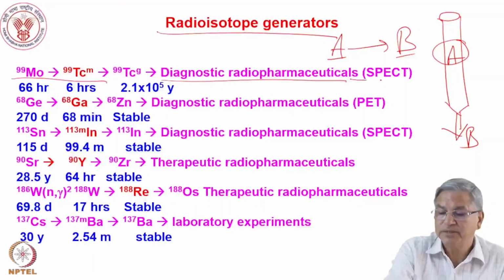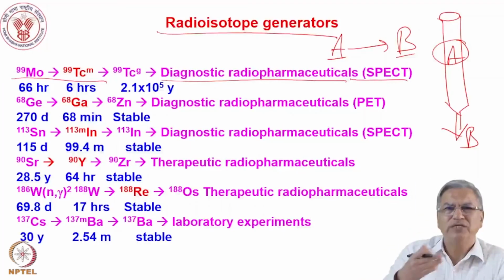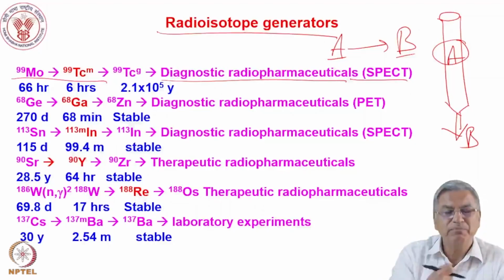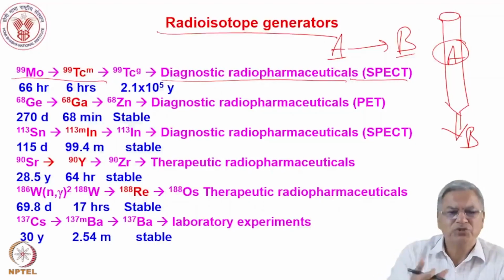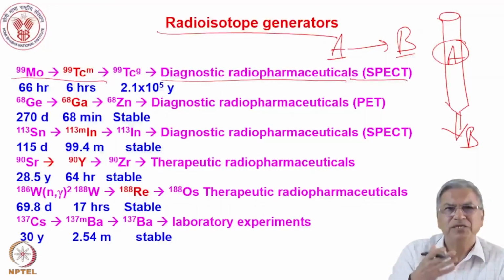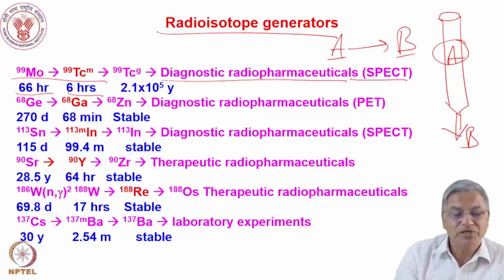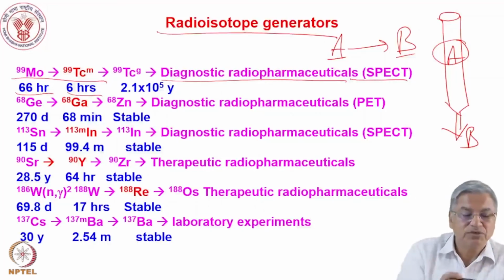SPECT, single photon emission computed tomography, you are doing the image of an organ. You inject a compound labeled with technetium-99m, and then when it is going in the bloodstream, a particular organ where the blood is flowing, you can take the image of, like for example, heart imaging. You can see what part of the heart is infarcted, if there had been a heart attack. So 66 hours and 6 hours is ideal transient equilibrium. You can go on milking technetium from that.